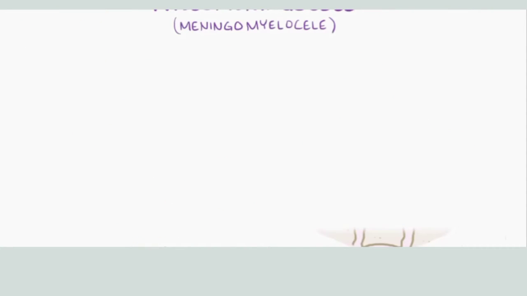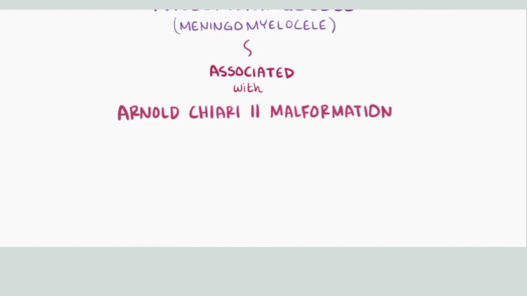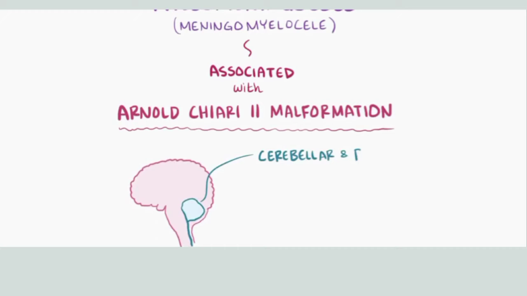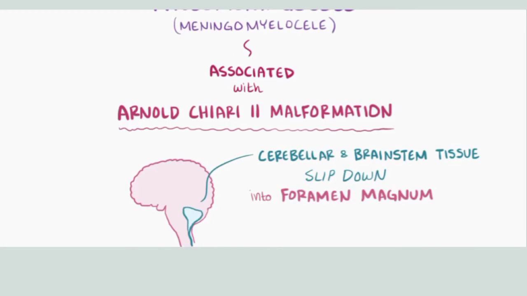Now, a myelomeningocele is typically associated with a condition called an Arnold-Chiari II malformation, which is where cerebellar and brainstem tissues slip down into the foramen magnum, the opening at the base of the skull. This Arnold-Chiari II malformation results in a variety of symptoms related to the cerebellum, and often results in hydrocephalus, an abnormal accumulation of cerebrospinal fluid in the brain.